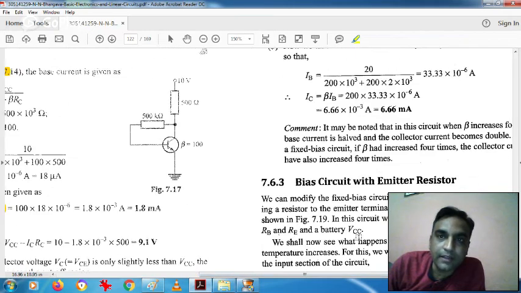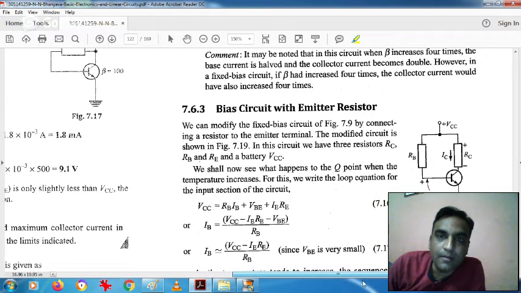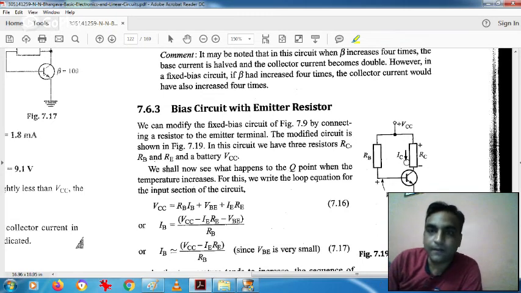Okay, another circuit which we will cover is the bias circuit with the emitter resistor. Now this is a circuit like the one we saw earlier, the fixed bias circuit. Fixed bias contained this resistor and this battery, but the emitter was directly grounded. Now over here you have a resistor connected to the emitter. So the RE resistor is there, and that is different compared to the fixed bias circuit.